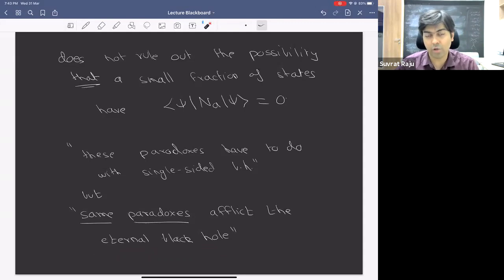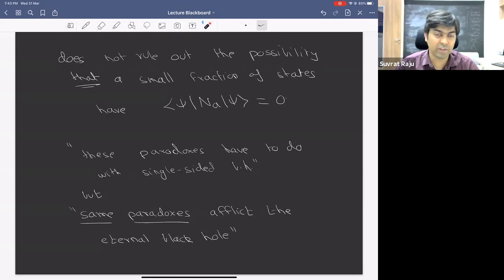Of course, you don't have to come face to face with it. There are many computations one can do in the eternal black hole where you don't have to face these paradoxes. But that's also true of the single-sided black hole, right? We were studying AdS black holes for many years. These paradoxes were understood between 2012 and maybe 2015. And there are many calculations people did with single-sided black holes where they didn't come face to face with these paradoxes. And that's also true with the eternal black hole. There are many calculations one can do.